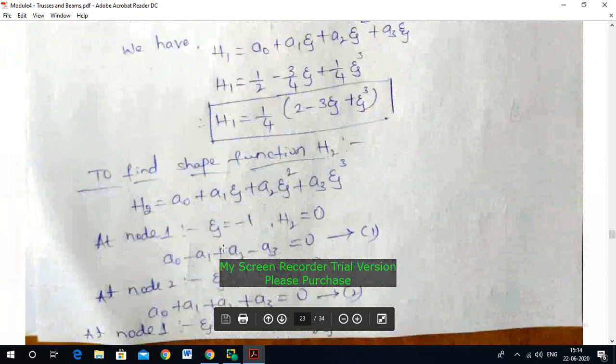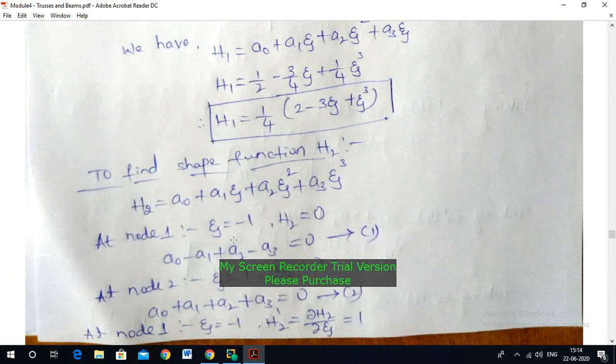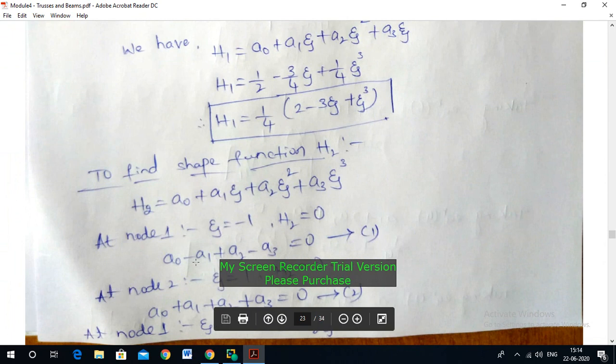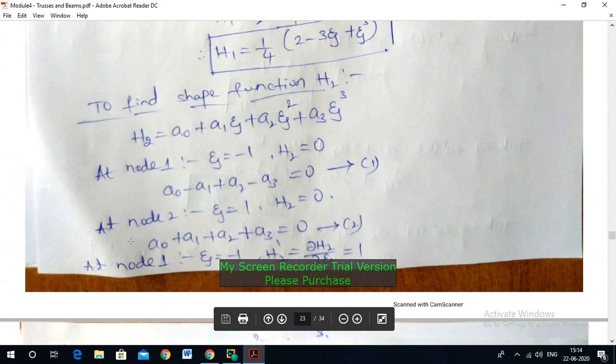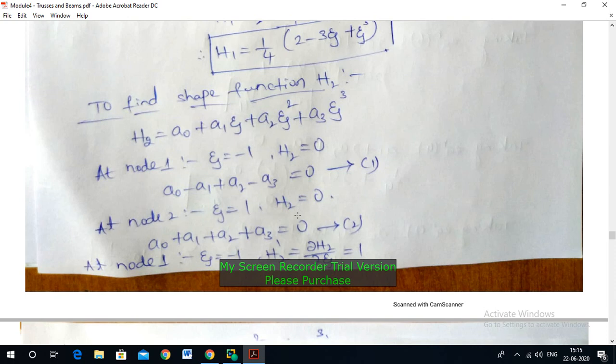s2 is 0 directly. Substitute zeta is equal to minus 1 and s2 equal to 0 in the polynomial equation, and after simplification I will get a0 minus a1 plus a2 minus a3 equal to 0. I call it equation number 1. At node 2 the boundary condition is zeta is equal to 1, s2 is always equal to 0. Refer to the table, what I told you to remember from the table.